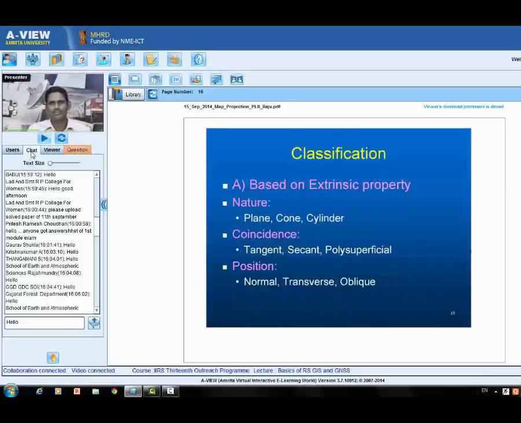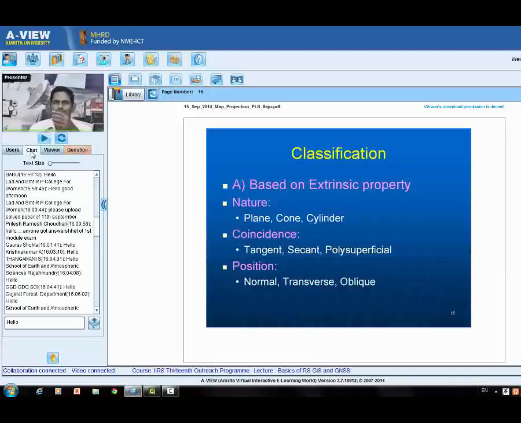And then if you talk about projections, they are also classified into two. One is based on the eccentric properties, that means the external surface that we keep to project on. Suppose when you talk about the nature of the projection, one is a plane projection. There is a globe, and you give a surface like this. Another is you put a cone around the globe. And then the third is a cylinder. You put a cylinder around the surface. So that is according to the nature of the surface, whether a plane or a cone or a cylinder, that you use.